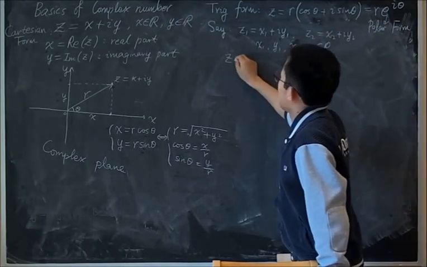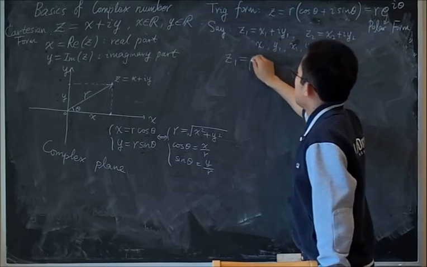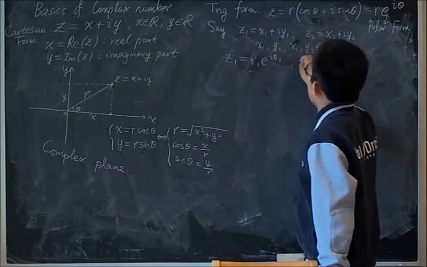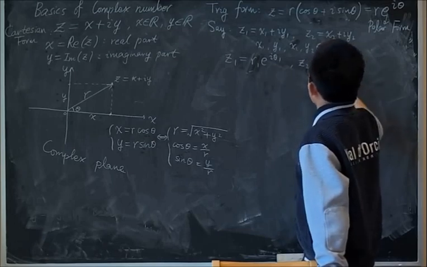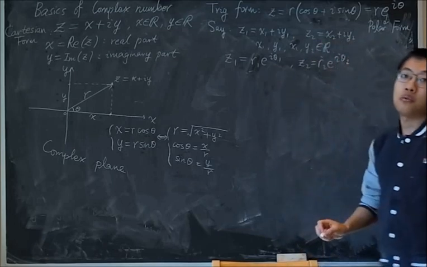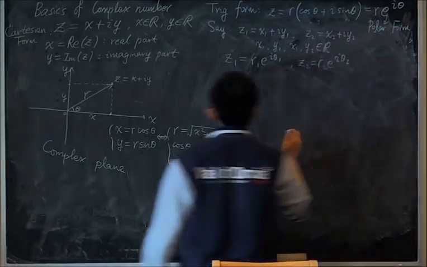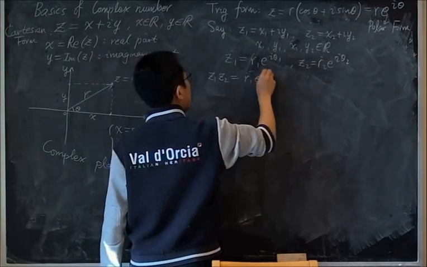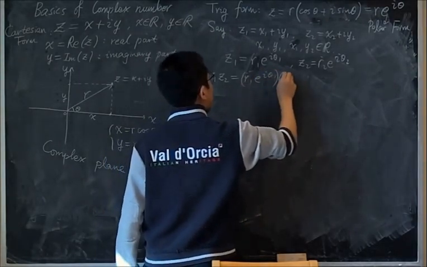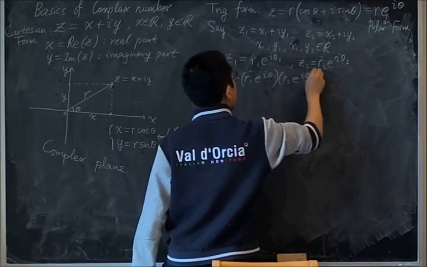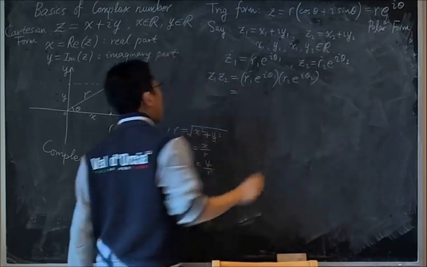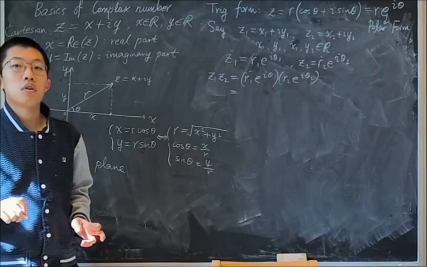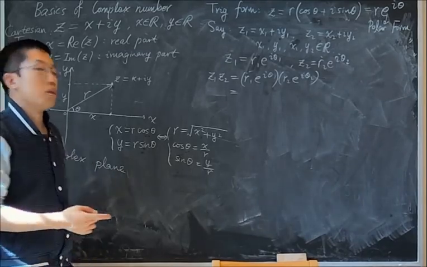If Z1, I don't use Cartesian form, I write it in polar form. Then if I do multiplication Z1 times Z2, that is just R1 times e to the I theta 1 times R2 times e to the I theta 2. Remember that in multiplication, we can exchange the order of terms, right? So I just reorganize all the terms.